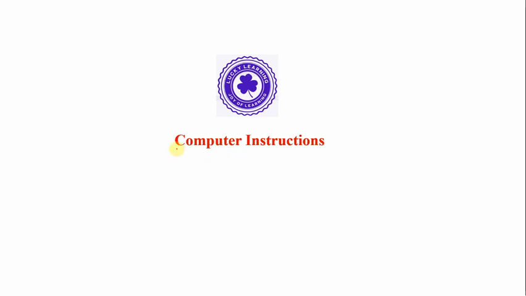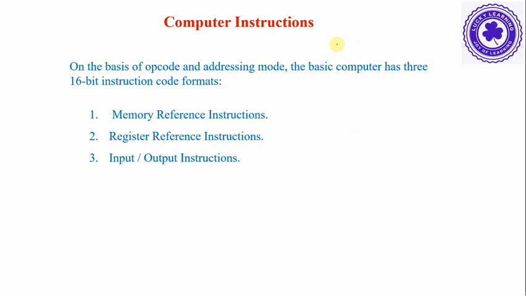Here in this video, I am going to discuss the computer instructions. As we have seen, the instruction format consists of 16 bits, that is the I bit, operation code bits, and address bits. These are the three parts of the instruction. In that, the 15th bit is used for mode, bits 12, 13 and 14 are used for operation code, and bits 0 to 11 are used for addressing the memory.